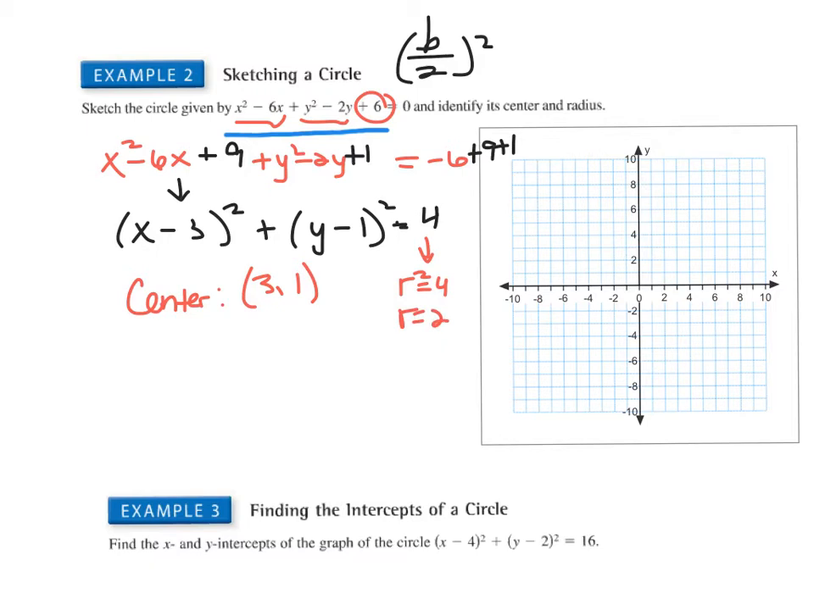So then to graph it, you just plot the point. So let's graph 3, 1. And then you can graph the radius in a few different spots. That's the easiest way to draw this. So what I usually do is I go from the center up 2, from the center right 2, down 2, and left 2. And that will create a circle.